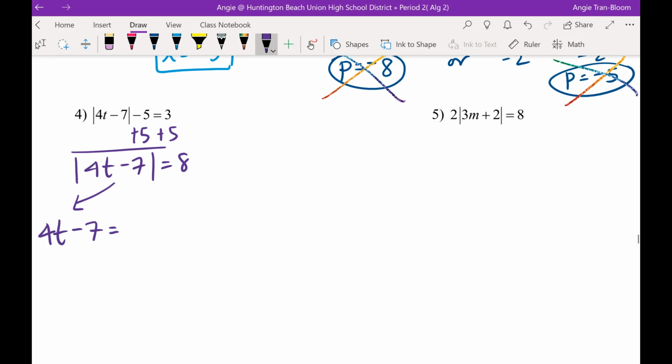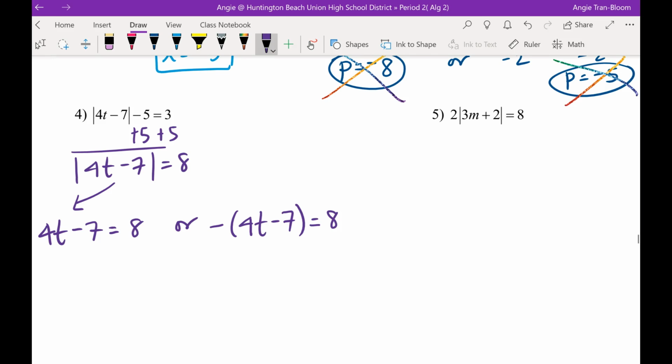4t minus 7 equals 8, okay, what's the second equation? What's your second equation here? So Baron, what's the second equation? The negative, and in parentheses would be 4t minus 7. Minus 5, which is 3. No, not minus 5. Did we get rid of the 5 already? Yes. So the negative parentheses 4t minus 7 equals 8.